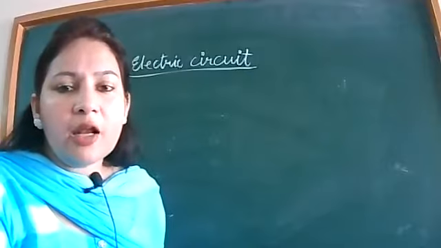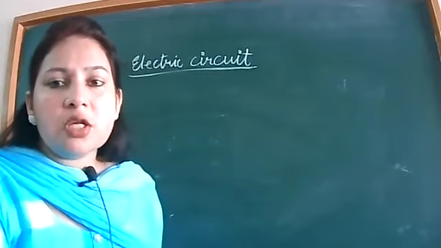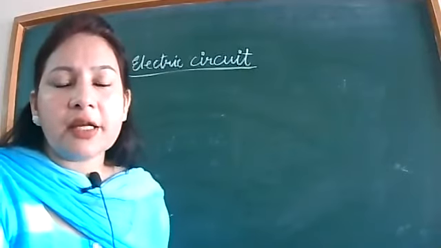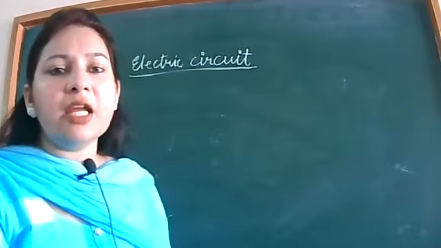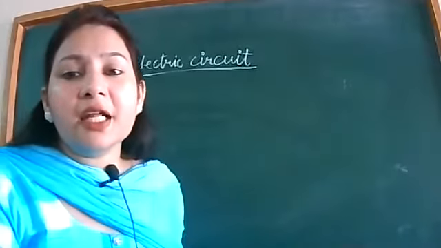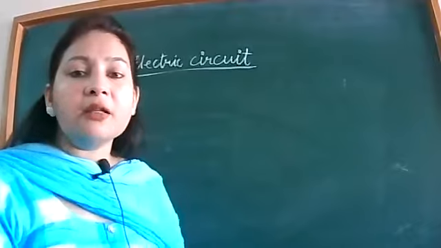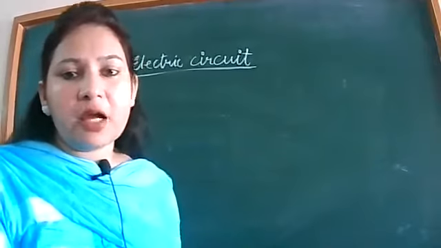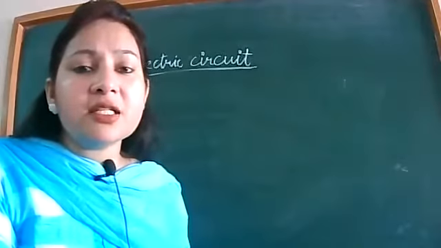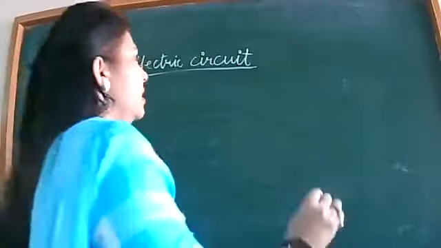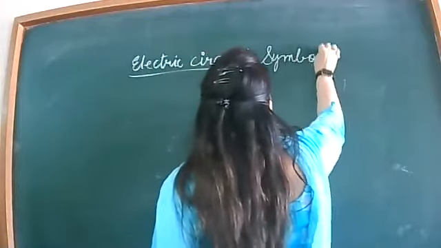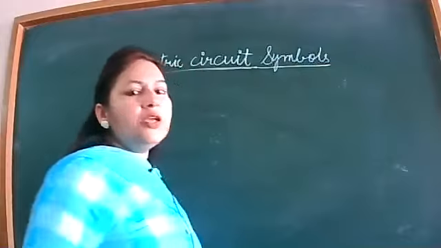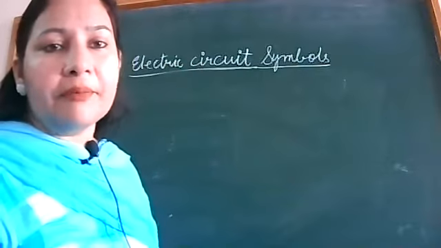It is the path along which current flows. So that is called an electric circuit. That path is called an electric circuit, and various components are connected in that path to prepare the whole circuit diagram. Right. Now we are going to do different electric circuit symbols that we'll be using to draw circuit diagrams.